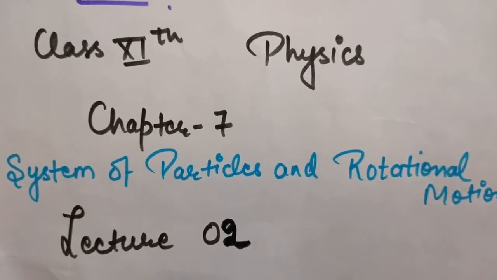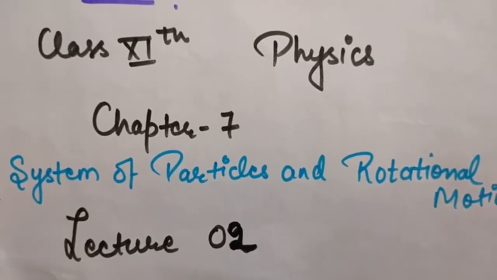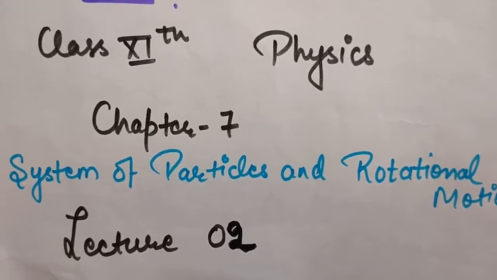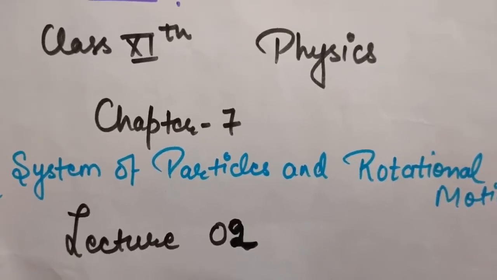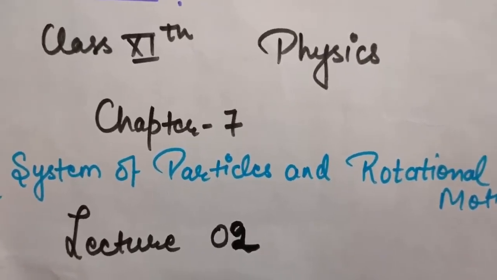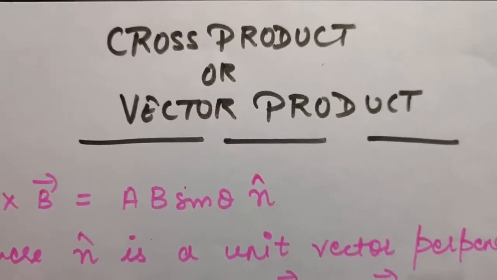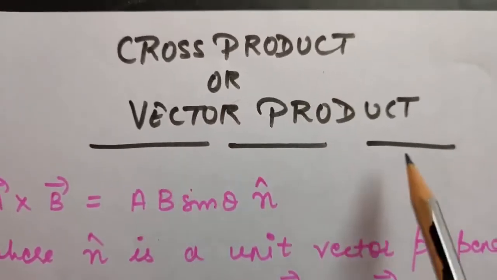Good morning, students. So this is physics for class 11 students, chapter number 7 and lecture number 2. So let us start with the lecture. Today we'll be learning about cross product or vector product.